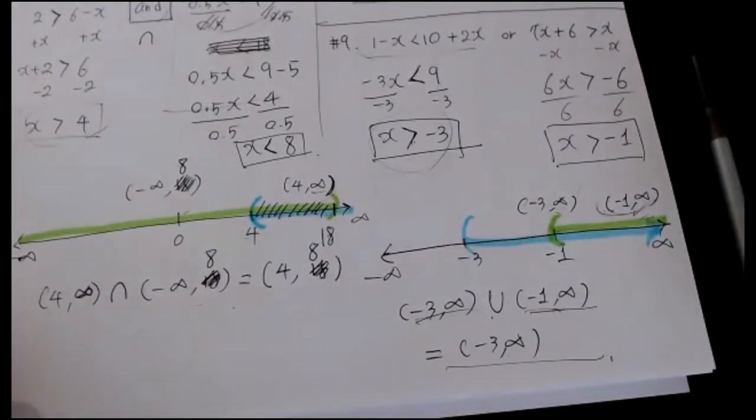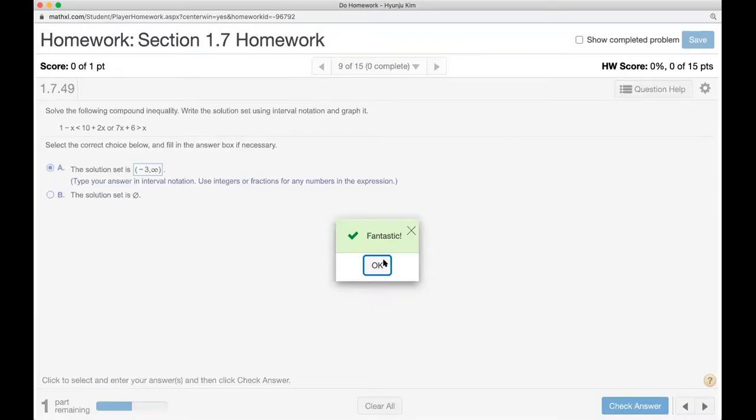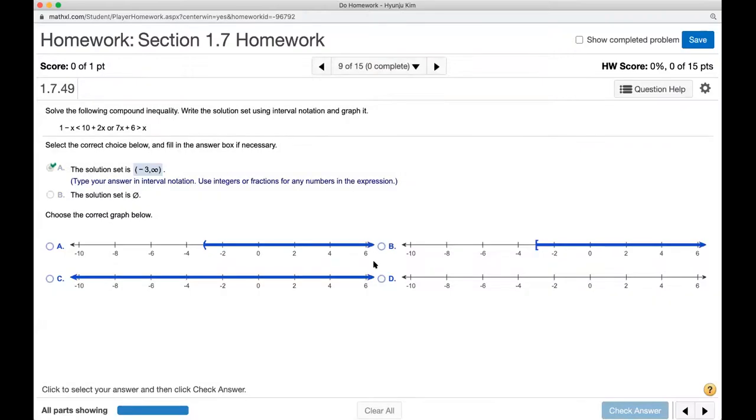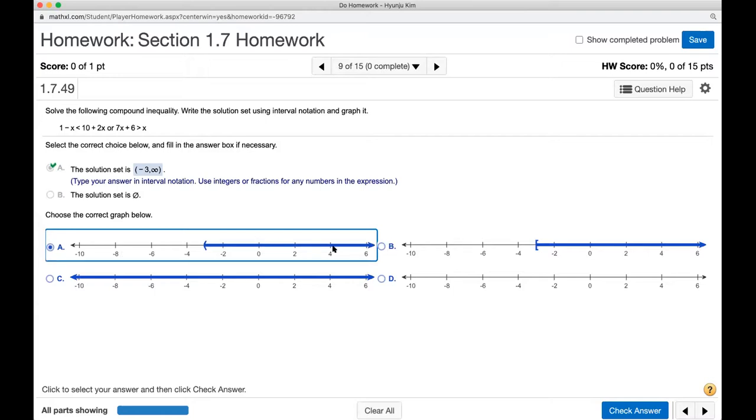Oh, sorry, I missed the infinity. So this one, negative 3 comma infinity. Now the next one: choose the correct graph below. We already graphed the solution set, I mean the answer, right? Which I think is negative 3 to infinity. Look at A and B. What's the difference between A and B? A has an open interval, B is a closed interval, right? So choose A.